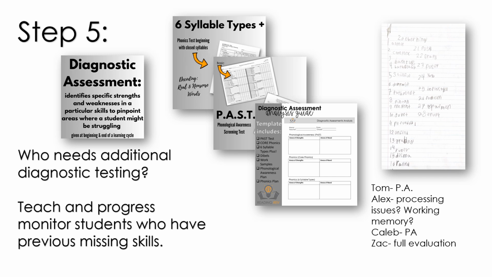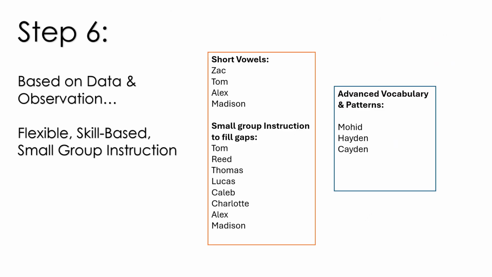And so I want to make sure that I'm not missing students that might have a decoding or a phonological or phonemic awareness issue. So these are the students that I'm going to pull and do some diagnostic assessments and really make sure that I know exactly where they are in decoding and PA. So based on data and observation, I would make sure that I am getting flexible, skill-based small group instruction for these students. They still have significant gaps, and I would also take a look at their decoding assessment and their past to see what they need in order to target their instruction in small group.